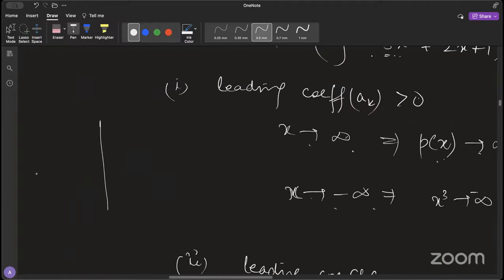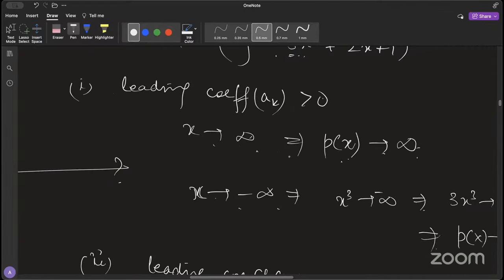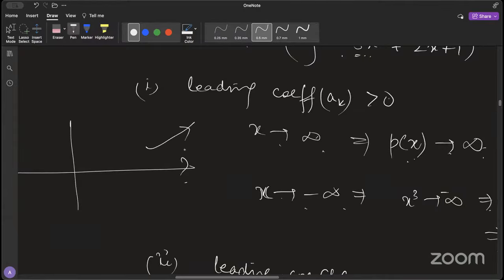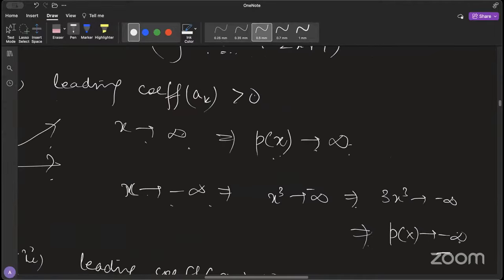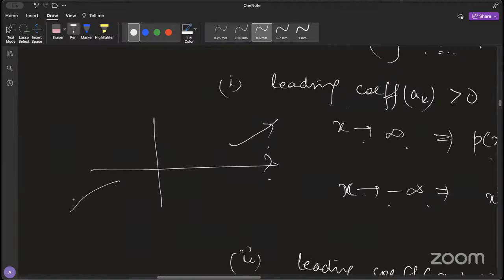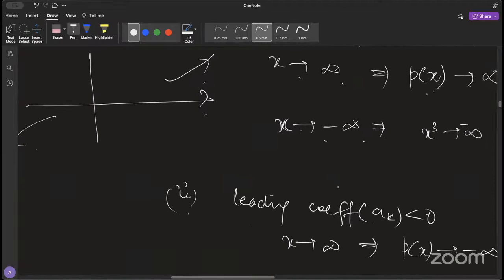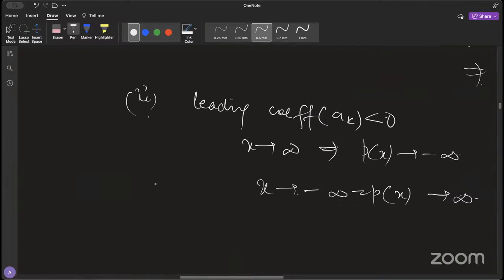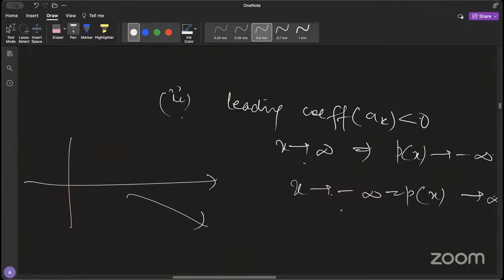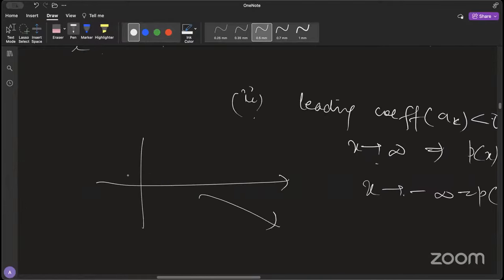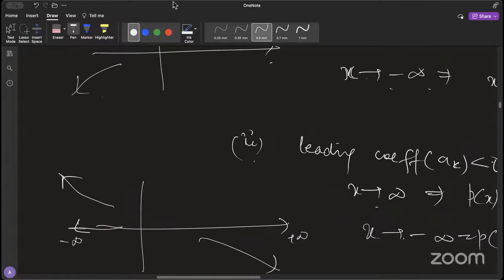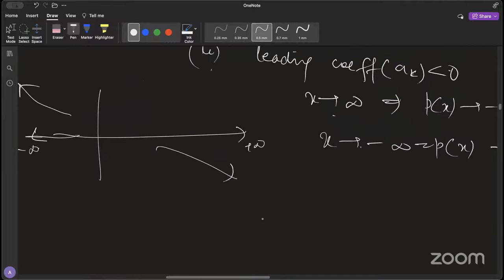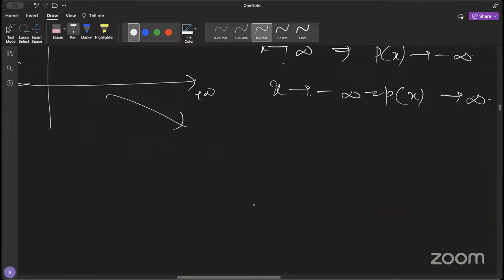What does the graph look like here? This is x. When x goes to infinity, your polynomial goes to infinity, that means this. And when x goes to minus infinity, the polynomial goes to minus infinity, that means this. Right? And if you come here, if x goes to infinity, p(x) goes to minus infinity, that means this. And if x goes to minus infinity, p(x) goes to plus infinity, that means this. Is this clear to everyone? Yes, sir. Okay. So this was about end-term behavior.